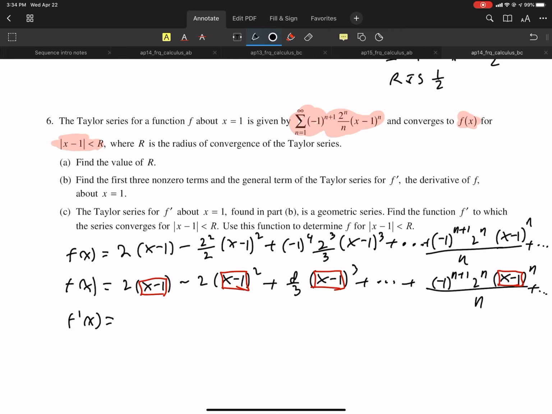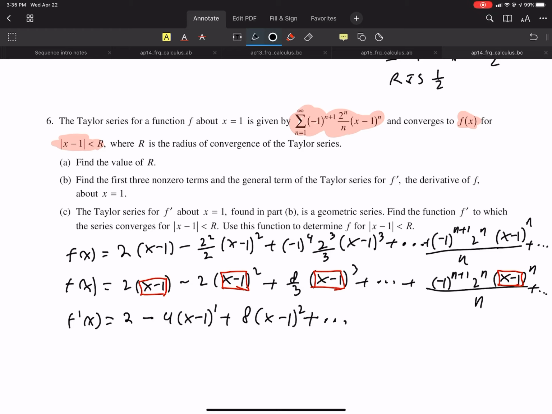So the derivative of 2 times box will be 2, and the derivative of the box is 1. Second one, derivative of negative 2 box squared, it'll be negative 4 box to the first times the derivative of the box, which is just 1. And then 8/3 box cubed is 8/3 times 3, which is 8 box squared times the derivative of the box, but that's just 1. So those are the first 3 terms.